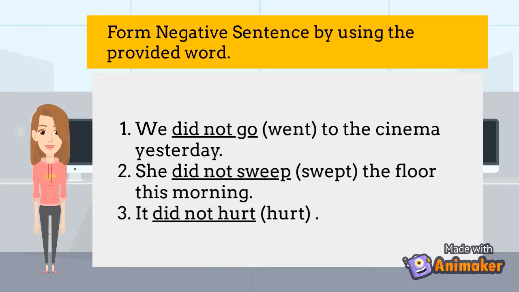Number 2, she swept the floor this morning. Negative sentence, she didn't sweep the floor this morning. Or we can say, she did not sweep the floor this morning. Next, it hurt. Negative sentence, it did not hurt. Or it didn't hurt. Okay, very easy, right?